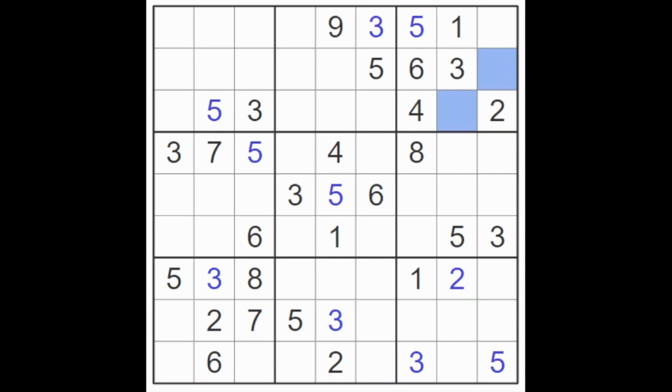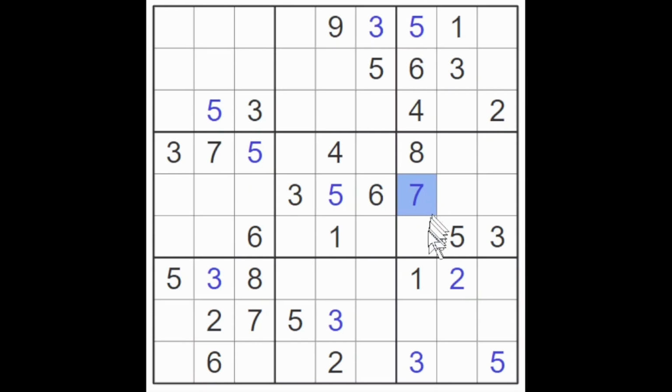I think I can find a 7. Because of this 7 here blocking this cell, a 7 must go into one of these 2 cells. But this 7 here blocks these 2 cells, and therefore a 7 for this row will have to go here or here, and therefore cannot go here, and therefore the 7 must go here. That was kind of neat.